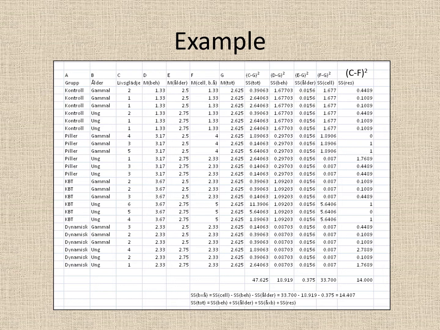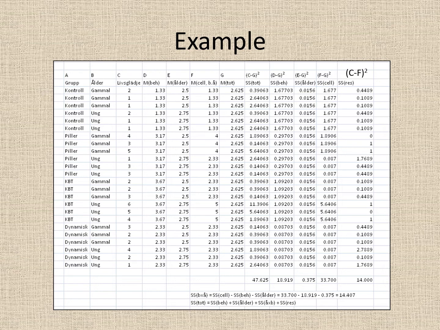Total sum of squares equals the sum of squares that can be explained by treatment plus whatever can be explained by age category plus whatever can be explained by the interaction between treatment and age category plus what cannot be explained, the residual sum of squares.